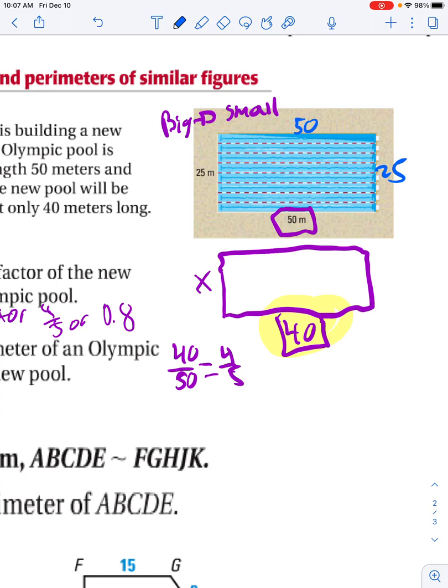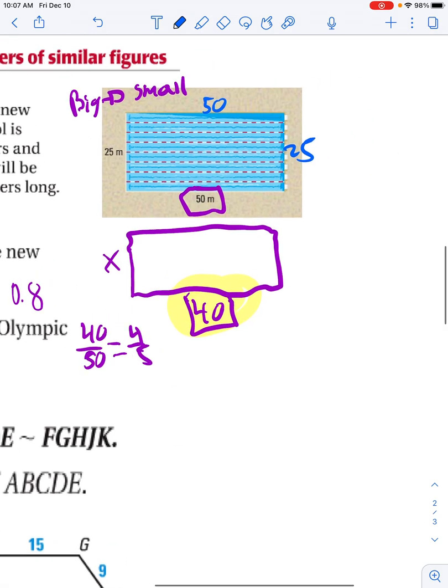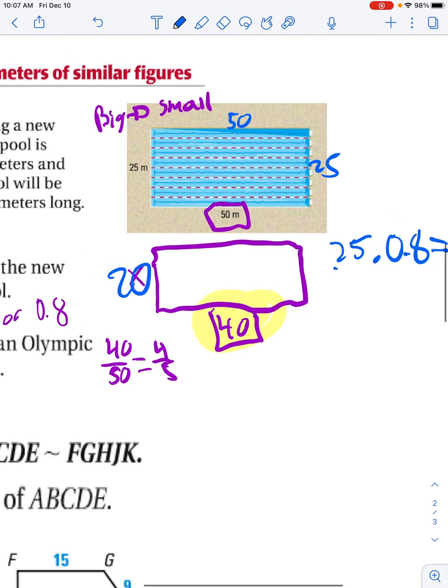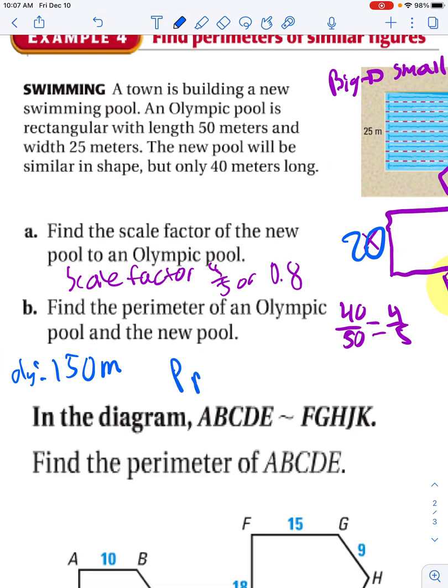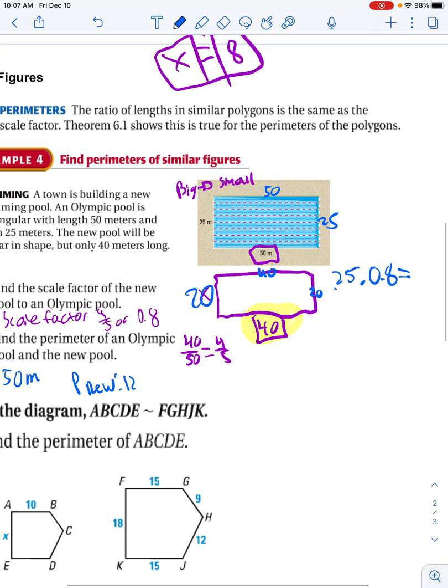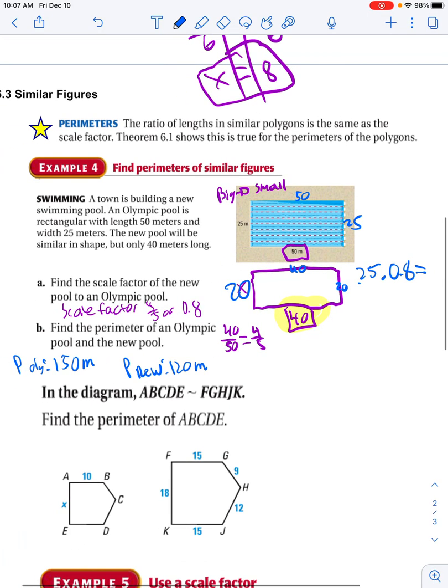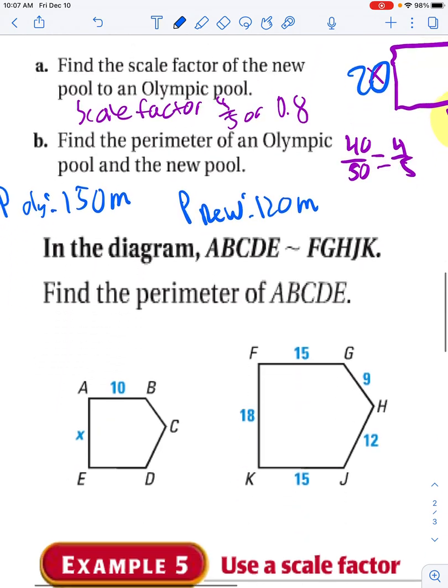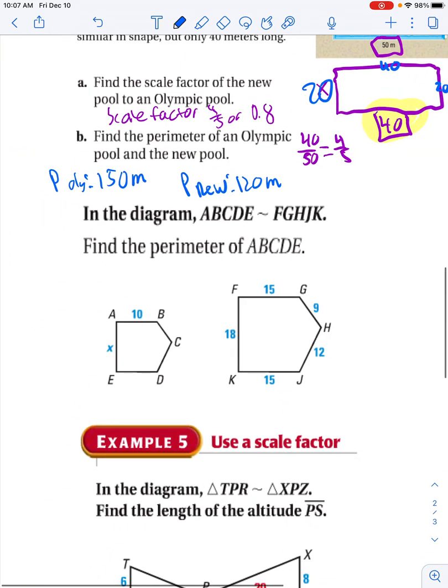Got to figure out X. So what I'm going to do is take my number from my original, could use a proportion. I'm going to use the scale factor, and I'm going to say 25 multiplied by 0.8 equals 20. So this number is going to equal 20, which means the perimeter is 20 over here and 40. So 40, 80, 120. So we found the perimeter of the two pools.